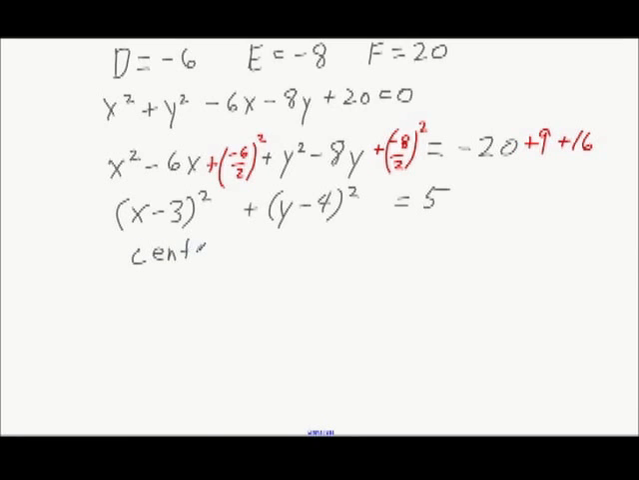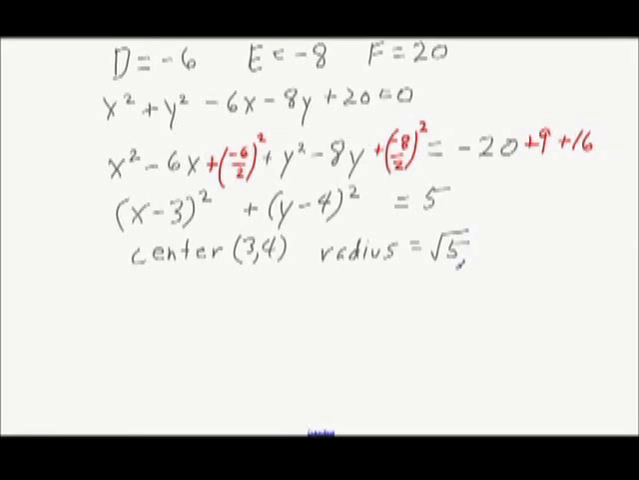So if I rewrite this now, if I'm going to read this, remember it's minus the points. The center of this circle is at 3, 4. And the radius is not 5, but the square root of 5. And that's about all you need to know right now about circles.